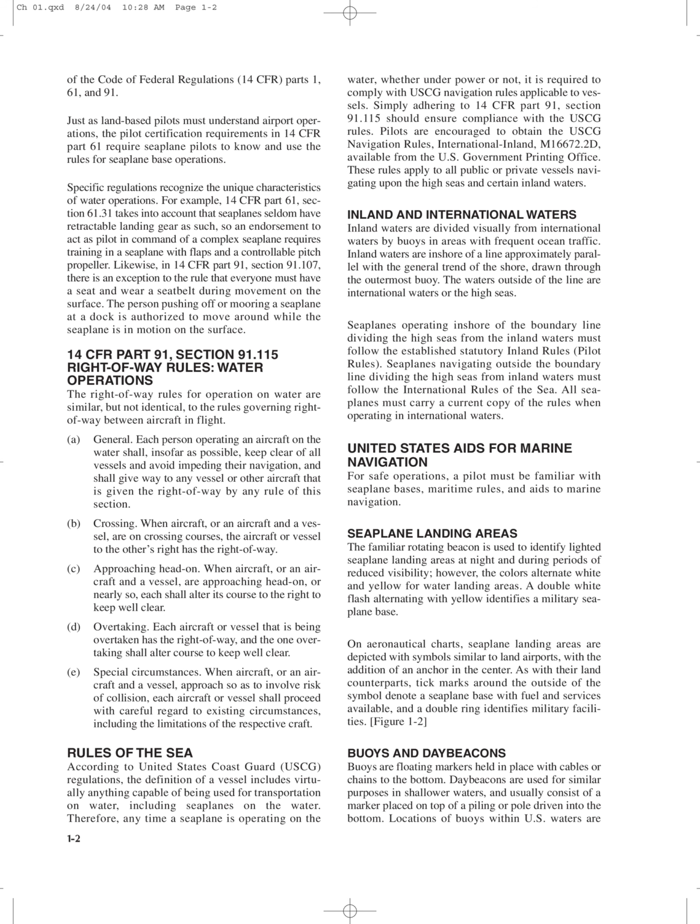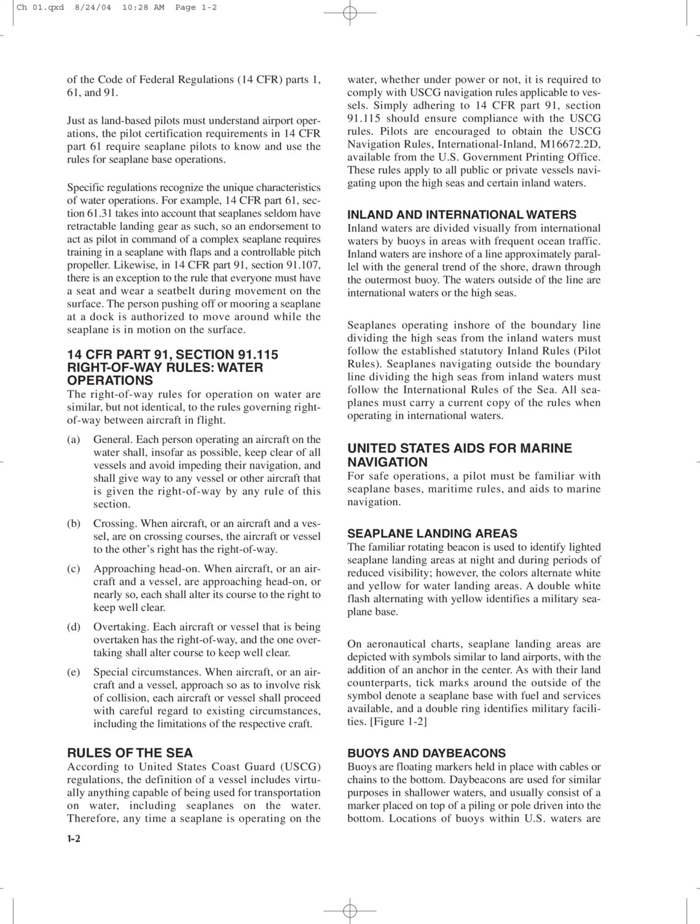When aircraft, or an aircraft and a vessel, are on crossing courses, the aircraft or vessel to the other's right has the right-of-way. C. Approaching head-on. When aircraft, or an aircraft and a vessel, are approaching head-on, or nearly so, each shall alter its course to the right to keep well clear. D. Overtaking. Each aircraft or vessel that is being overtaken has the right-of-way, and the one overtaking shall alter course to keep well clear. E. Special circumstances. When aircraft, or an aircraft and a vessel, approach so as to involve risk of collision, each aircraft or vessel shall proceed with careful regard to existing circumstances, including the limitations of the respective craft.